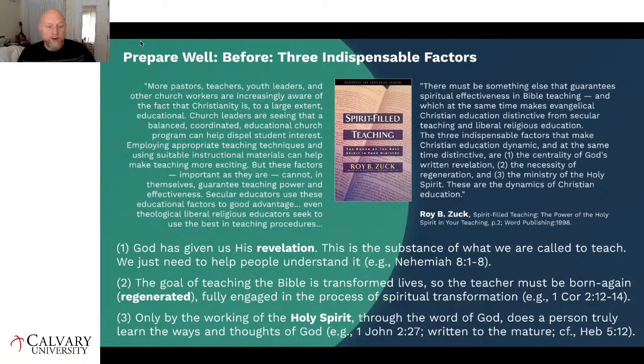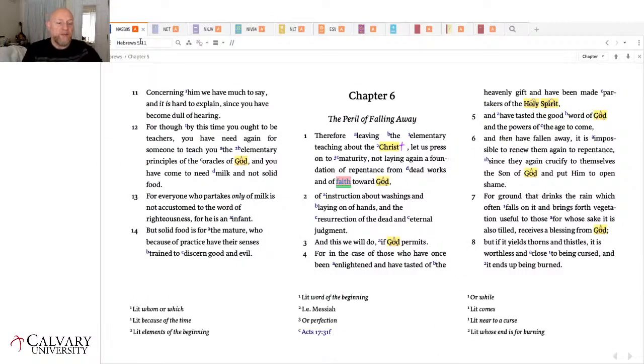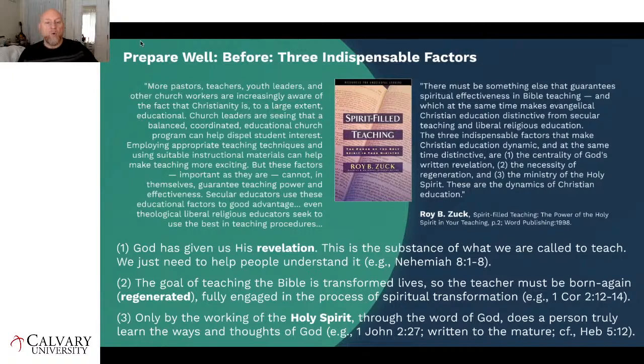So my point here is that only by the working of the Holy Spirit through the Word of God does a person truly learn the ways and thoughts of God. The Holy Spirit brings maturity. The Holy Spirit brings understanding, and as Hebrews 5:14 says, discernment, that we would be trained to discern good and evil. So it's only in cooperation with the Holy Spirit that those really great things are going to happen in a person's life.